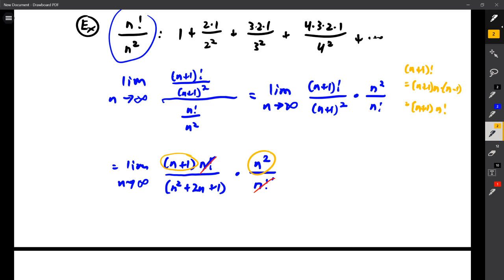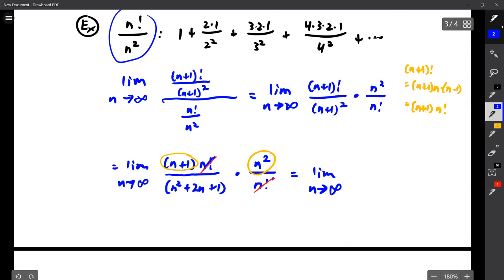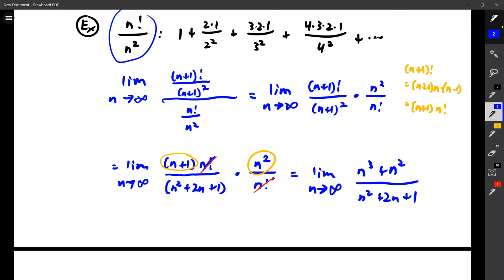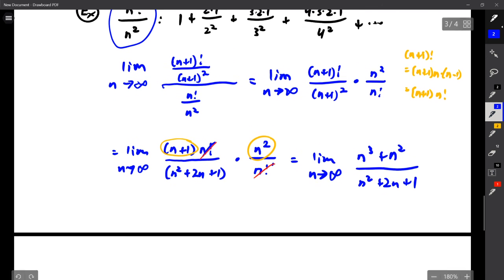What's that going to give me on top as far as the highest power of n is concerned? I'm going to have an n cubed, right? I guess I can go ahead and multiply this out. So this is equal to the limit as n approaches infinity. What do I have on top? n cubed plus n squared, over, what am I left with on bottom? n squared plus 2n plus 1. I have an n cubed on top, that's my biggest. I have an n squared on the bottom, that's my biggest on the bottom.